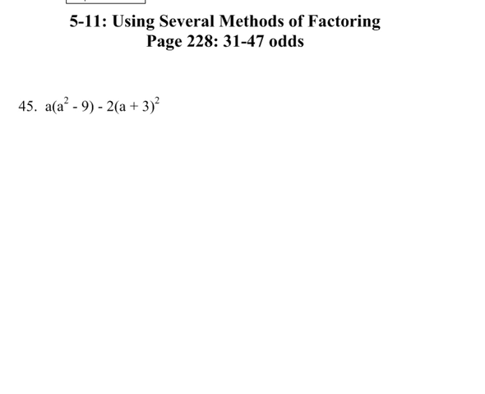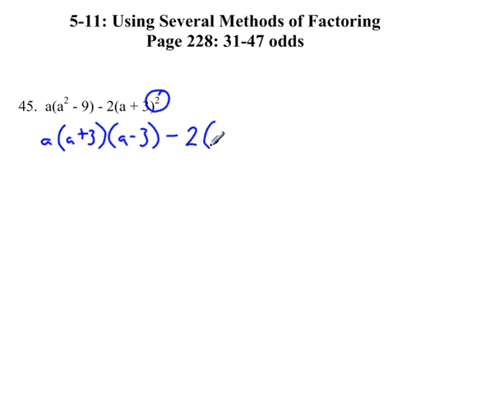For the last two on the 31 to 47 B section, page 228, we've got number 45 and 47. Now for number 45, let's see how to handle this. We've got an a squared minus 9 here, so we're looking at a difference of two squares. So I'm going to start just by factoring out that difference of two squares and then seeing what happens after that. I want to rewrite this.